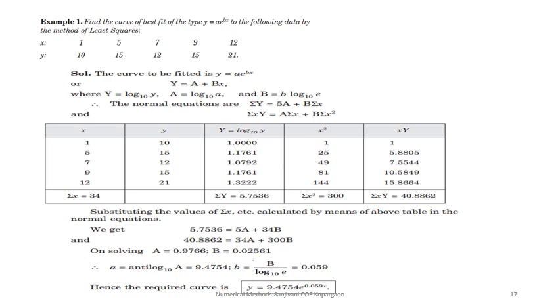So this is the example. By looking at the equation, you need capital Y, small x square, and x into capital Y. And if you take the summation, put the values in the equation and solve it, you will get y is equal to a e raised to bx form.